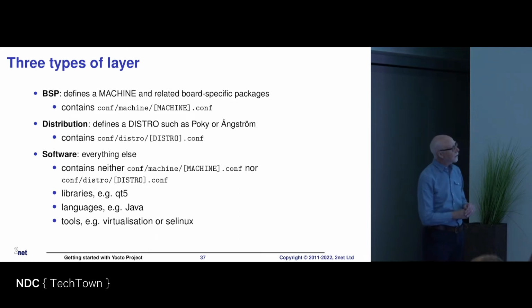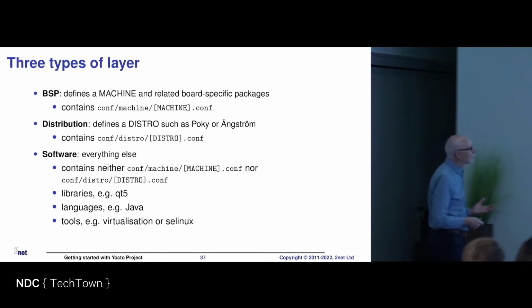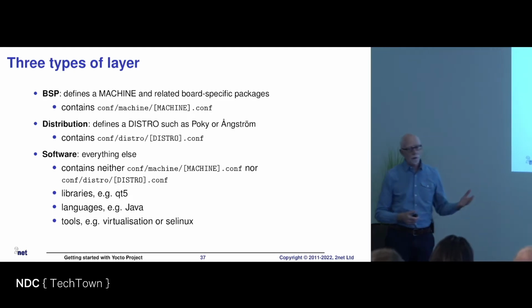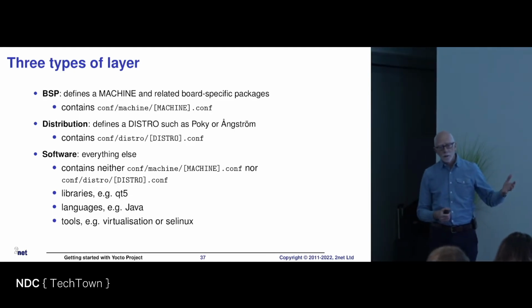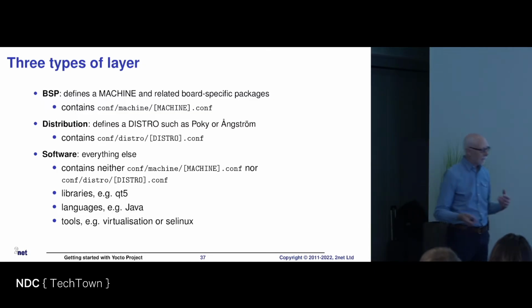Distribution layers define a distro. So at the very least, distribution layers must contain a conf/distro directory and then the name of the distro.conf file. So Poky is a distro. There's also one called Angstrom. We looked at AGL earlier on, so there's an AGL distro, which is the Automotive Grade Linux thing, and so on.